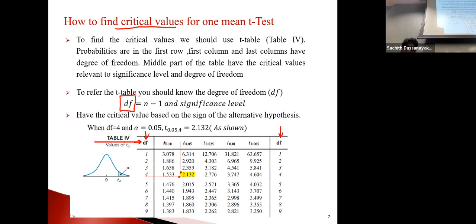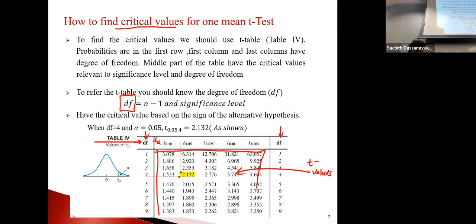Title row, it mentions your probability values or area, T alpha. These values are T alpha values, whatever, doesn't matter. Those are the probability values, those are the area under the T curve. Whatever is inside the body of the table, those are T values. These are T values. Those are not area.